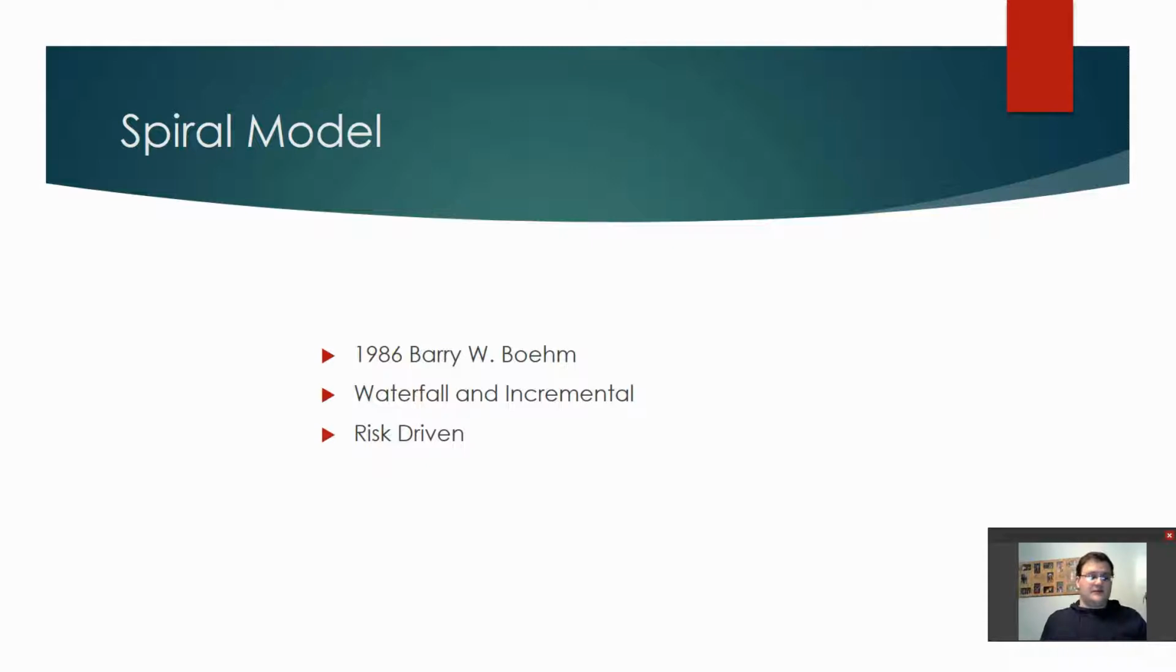The next model is the spiral model. The spiral model was introduced in 1986 by Barry Boehm. I think that's how you pronounce it. It is a model that incorporates the ideas of other models such as the waterfall and incremental models. However, unlike most models, the spiral is a risk-driven approach to the software process rather than a primarily document-driven or code-driven process.